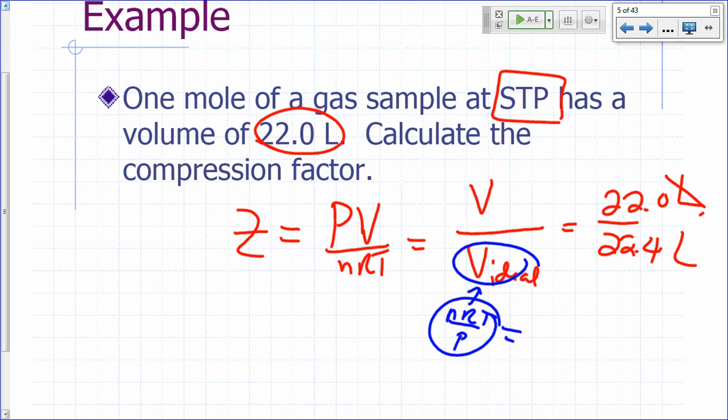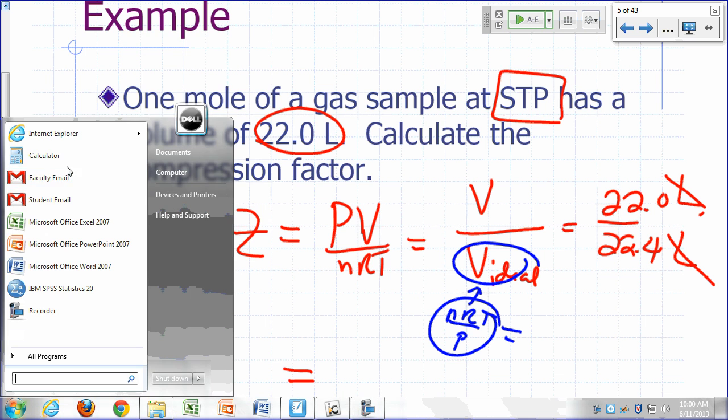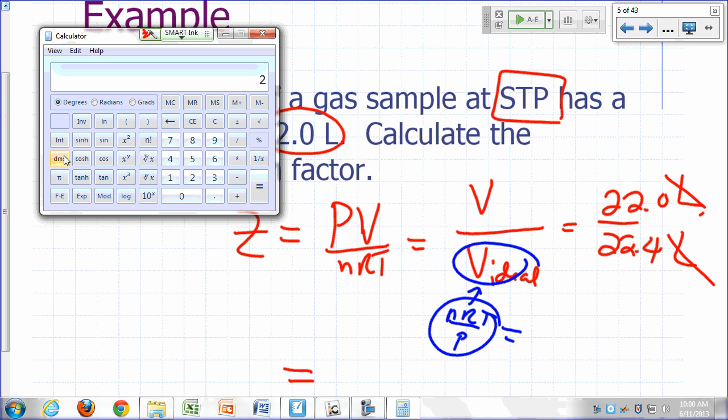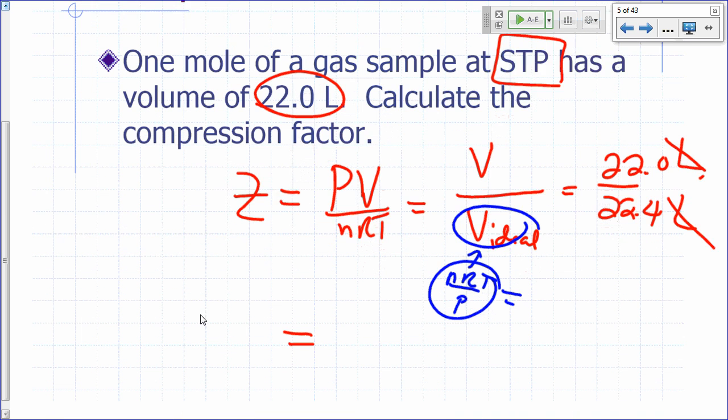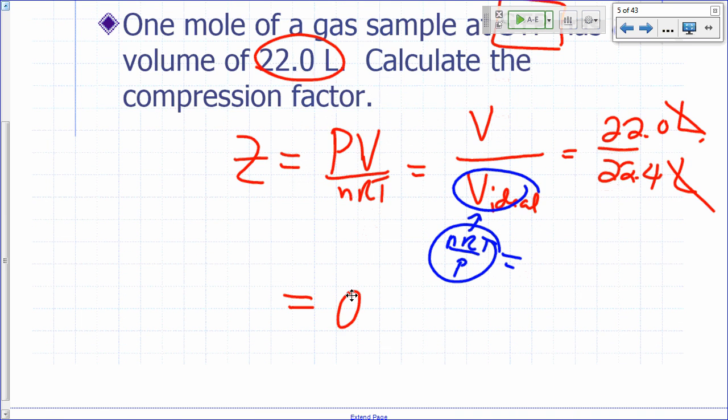So liter cancels out. And what's my Z then? What number would that be? 22 divided by 22.4. So that's going to be 0.982. So your compression factor, or compressibility factor, is 0.982. Okay?